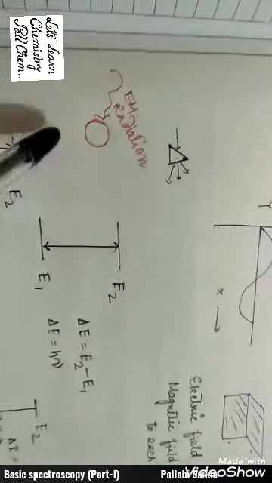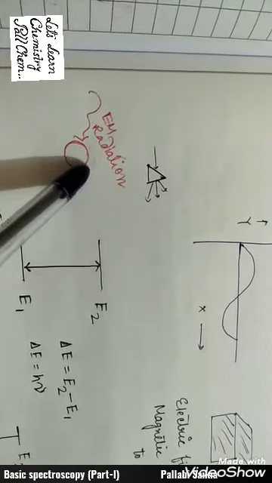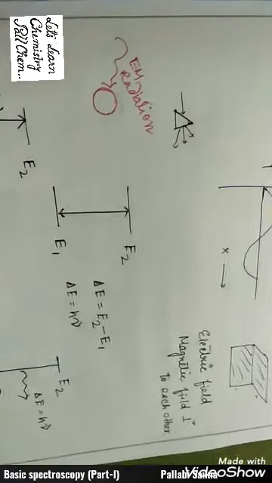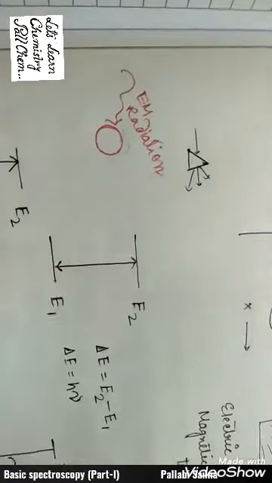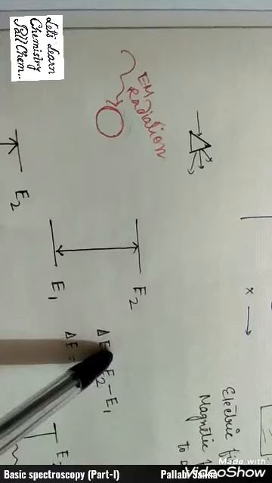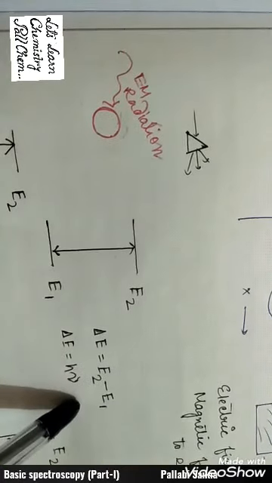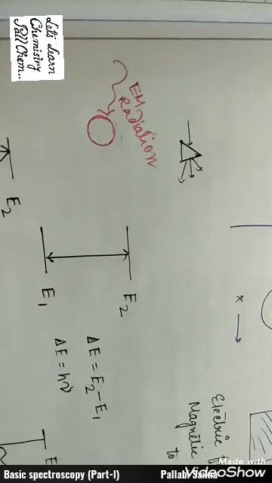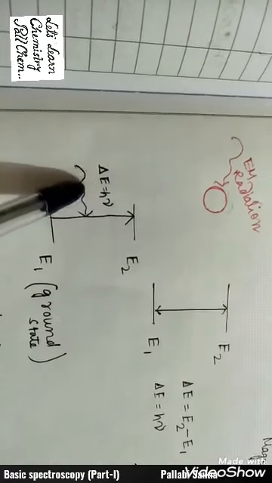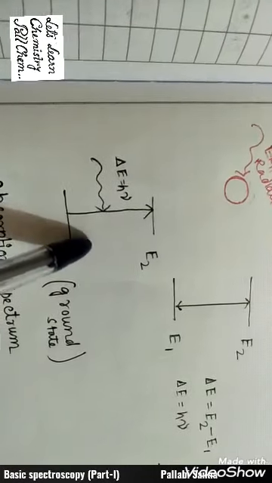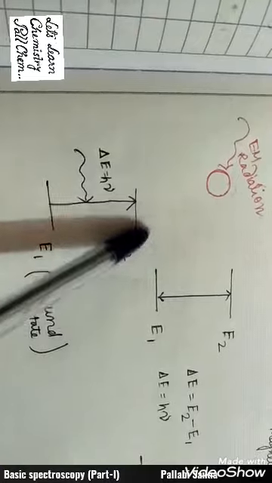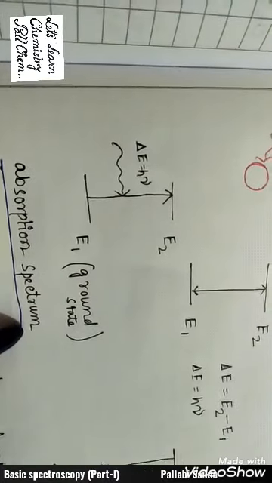When electromagnetic radiation interacts with matter, the molecule will undergo a transition between two distinct energy levels, say E1 and E2. The gap between these energy levels, del E, equals E2 minus E1, and according to Planck, del E equals h nu. When a molecule initially in the ground state absorbs del E equal to h nu amount of energy from electromagnetic radiation, it goes to the higher energy state and the spectrum results in an absorption spectrum.